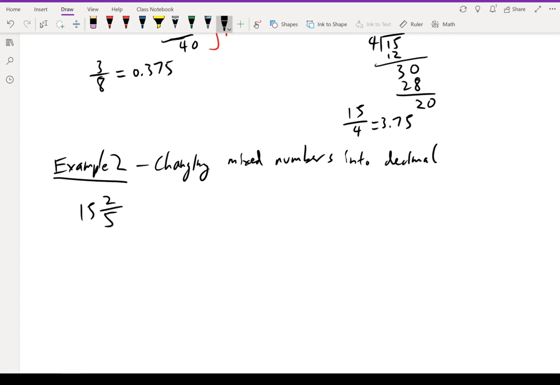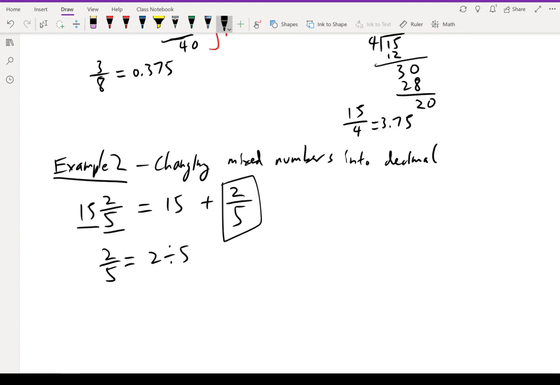Now, if you remember, the meaning of a mixed number is actually the 15 whole part plus the fraction part. So this is essentially the same as 15 plus 2 over 5. That's what we did last lesson. And so we can now just change 2 over 5 into a decimal. 2 over 5 is the same as 2 divided by 5.